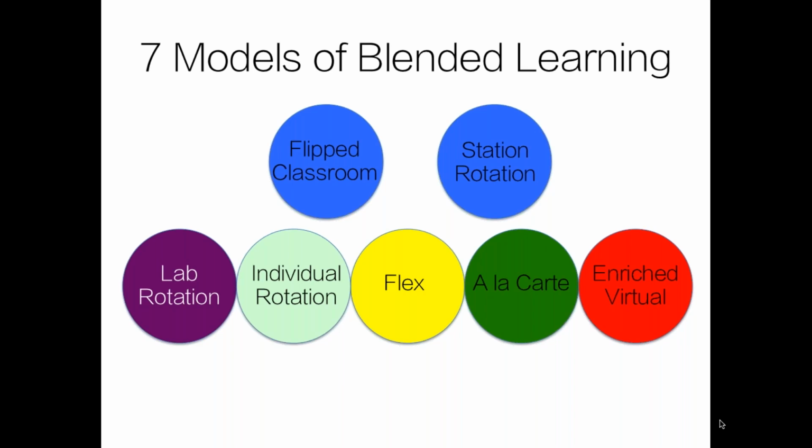The station rotation could arguably be the easiest form to implement. In this learning environment, there can be multiple fixed stations. One station could be a teacher-led instruction, a second could be online learning, and a third could have collaborative student learning activities to supplement what they learned.